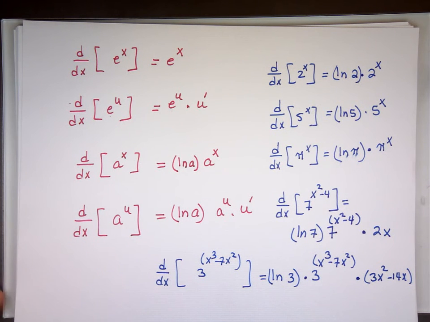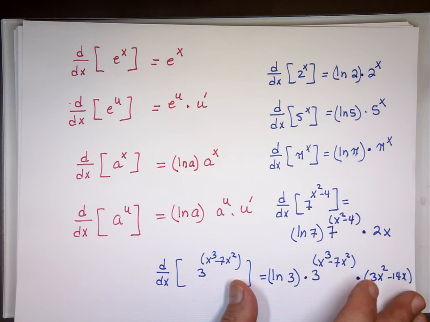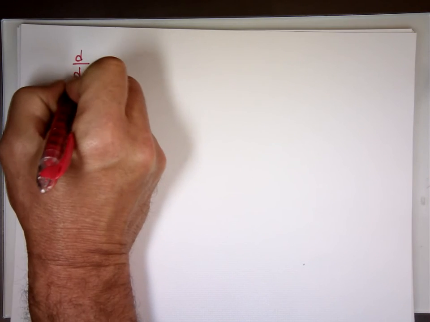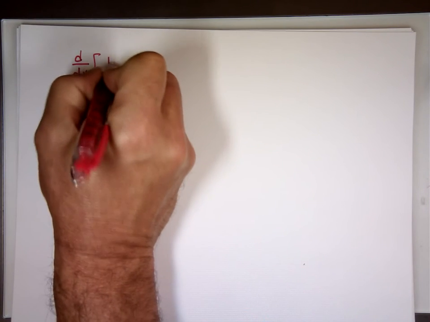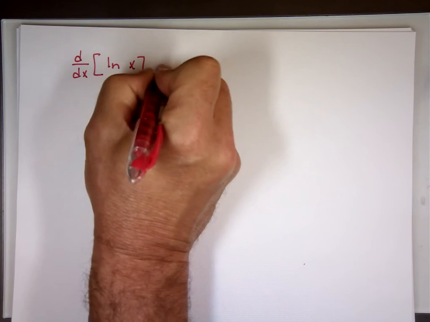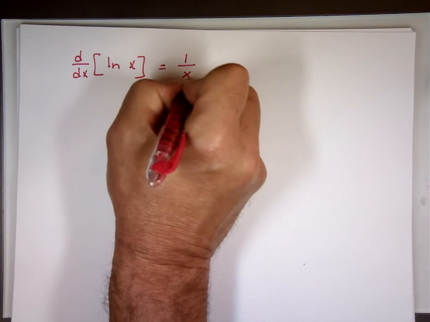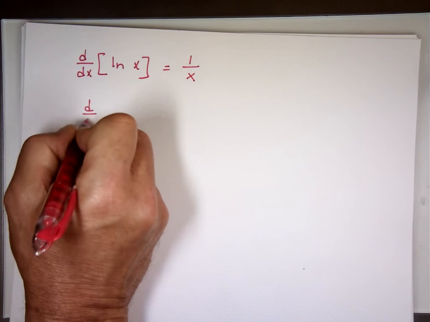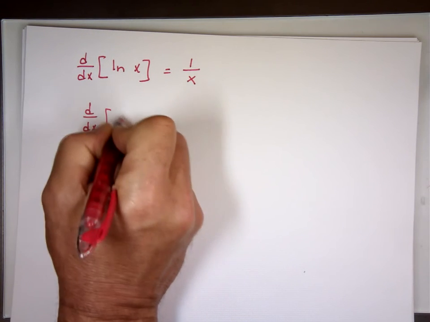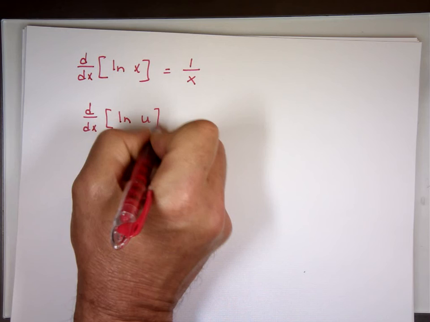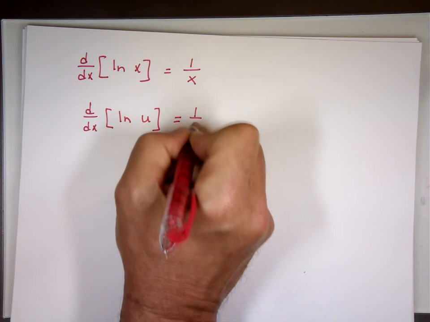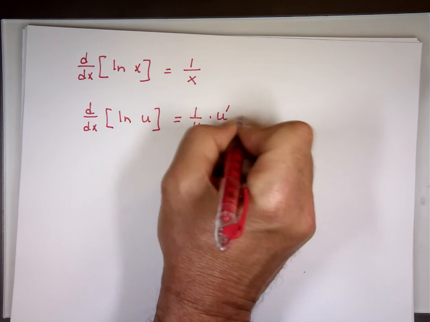And the other one is the natural log. We did the natural log of x. We said the derivative of the natural log of x is what? Isn't that 1 over x? And the derivative of the natural log of u is what? 1 over u times u sub prime, or you can write that u sub prime over u.